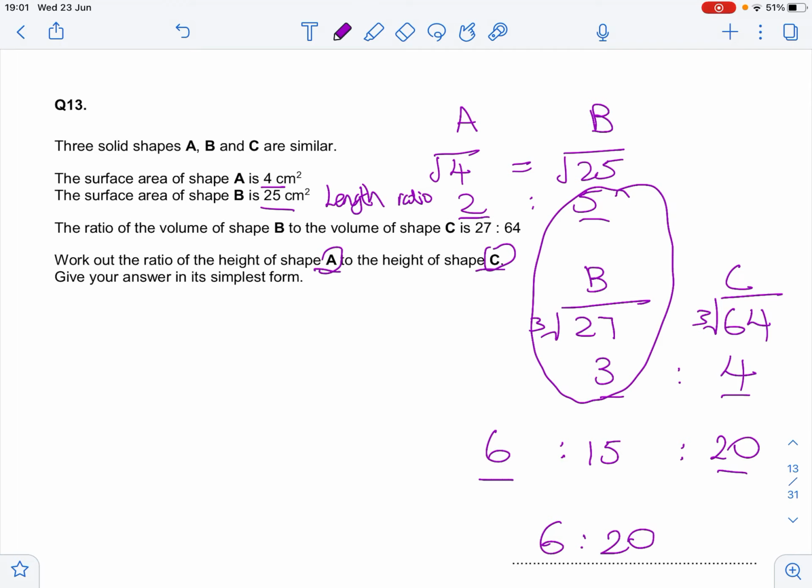So in simple words, we have 3 similar solids and we are given areas and volumes. So we want to convert all of them into proportions of lengths, then we can compare.